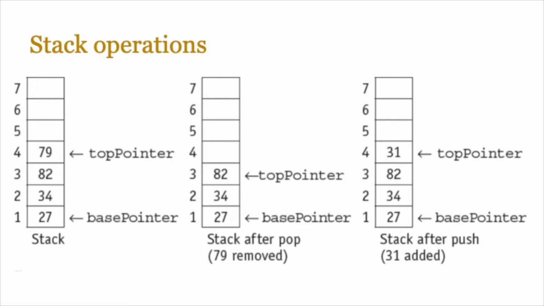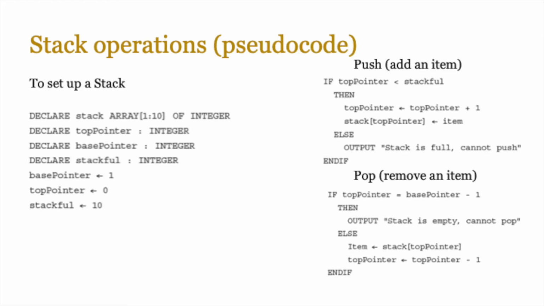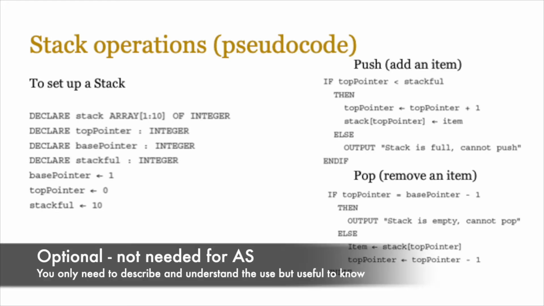So you can create a procedure where you simply take the top pointer and add 1 value to it. So that's +1. The pseudocode for all of this is on screen. So pause the video and have a look at how we set up a stack, how we add an item using push, and how we remove an item using pop.